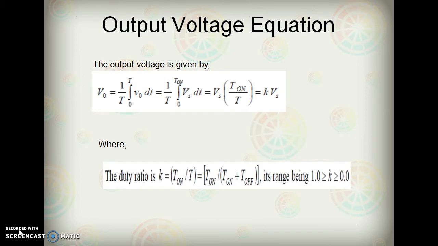Now the average value of the output voltage equation is given as V0 is equal to 1 by T times the integration from the time interval 0 to t on of Vs dt, which can be written as Vs into t on divided by T, which can be written as K times Vs. So the output voltage V0 is equal to K times Vs, where K is the duty ratio, which lies between 0 to 1.0 and is equivalent to t on divided by T.